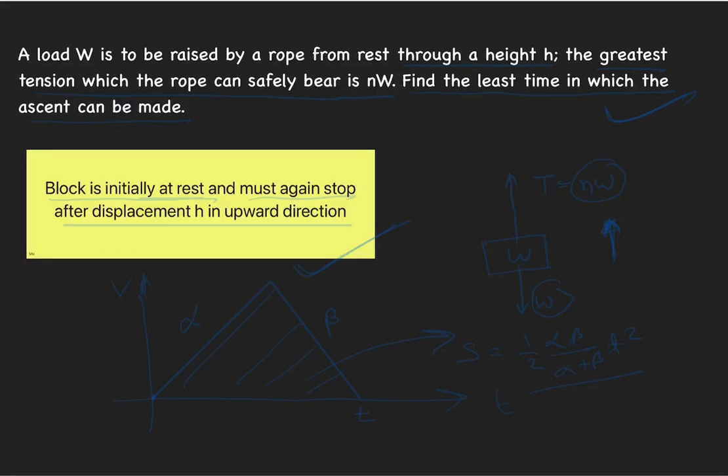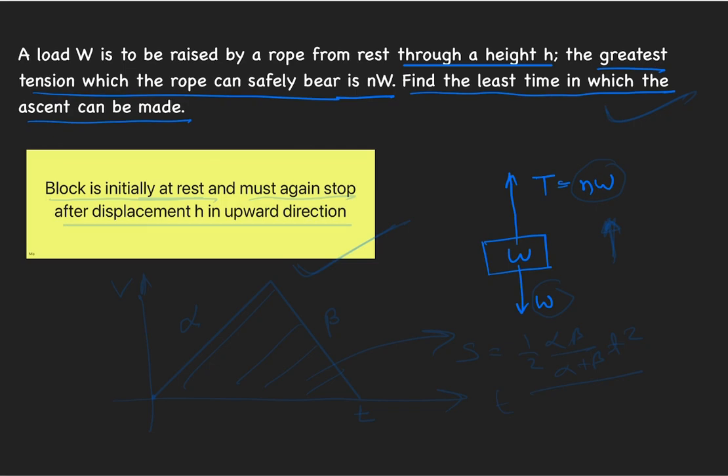Hello बच्चों, देखिए इस प्रॉब्लम में एक लोड है जिसका वेट W है और it is being raised by using a rope through a height h. Now the greatest tension which the rope can safely bear is NW. That is, the maximum tension in the rope can be NW. Okay, and the weight of this block will be acting downward. We need to find the least time in which the ascent can be made.